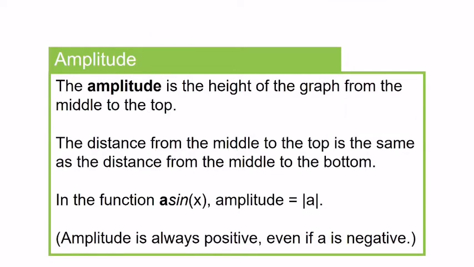Now we're going to start doing some transformations, and we'll start with amplitude. The amplitude is the height of the graph from the middle to the top. But you could also say the height or the distance from the middle to the bottom. They should be the same, but we always say middle to top. And so in the function a sine of x, the amplitude is going to be the absolute value of a. Now notice that a itself can be positive or negative, but amplitude is always considered positive even if a is negative. So we're really talking about amplitude as the absolute value of a.